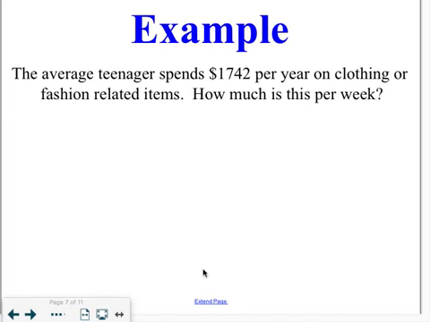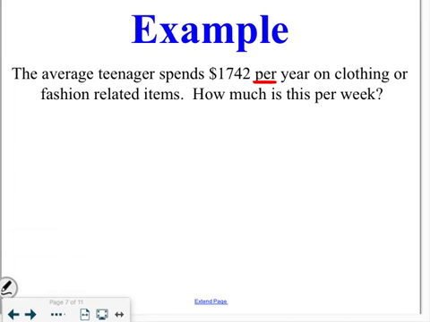Next thing we're looking at, the average teenager spends $1,742 per year on clothing or fashion-related items. How much is this per week? So, if you remember back to that first slide, I said that word per is going to come into play when we are setting up those railroad tracks.